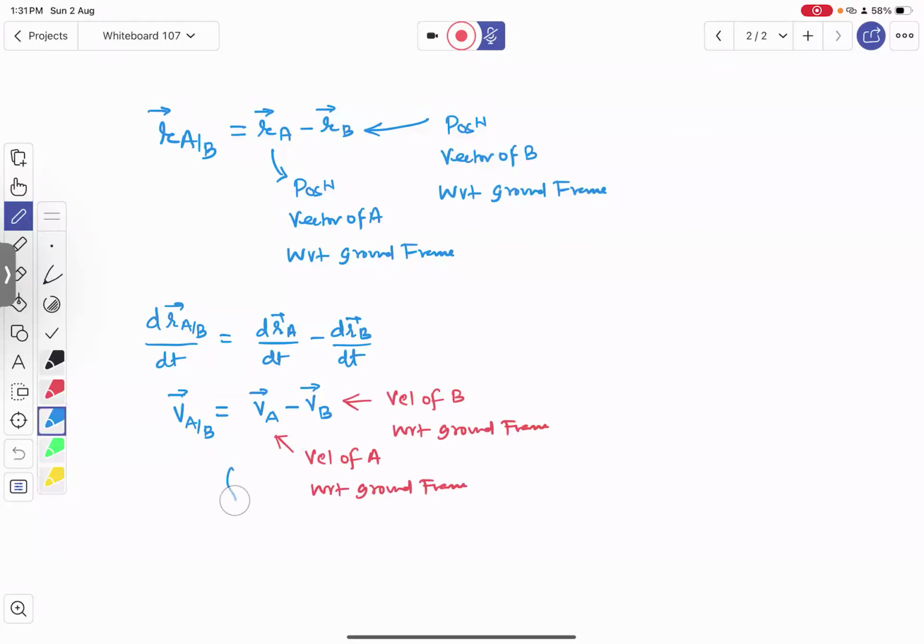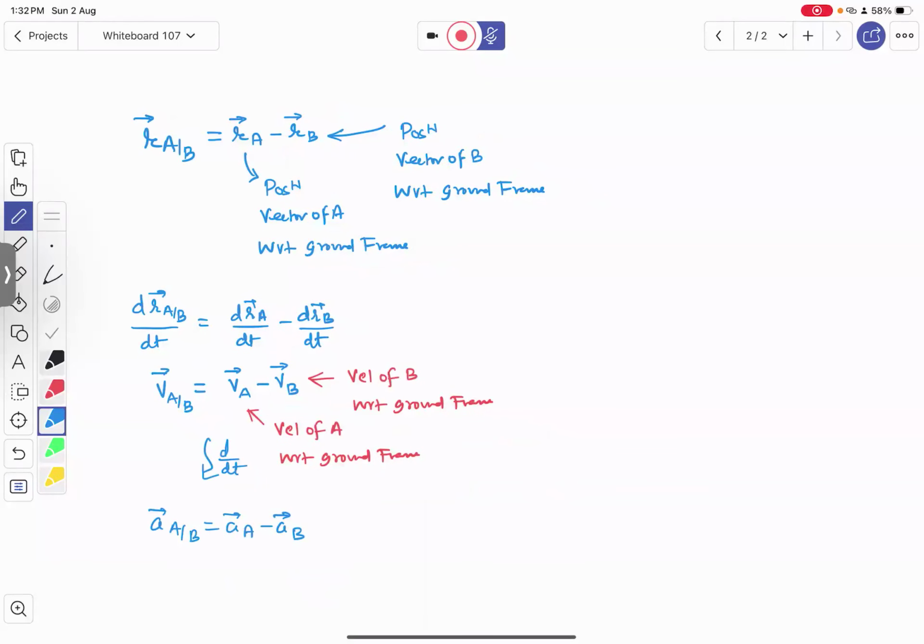Now again, if I perform differentiation on either side, what I get is accelerations. So acceleration of A with respect to B will be acceleration of A minus acceleration of B. Now again, same like earlier, the velocity of A with respect to B is going to be negative of velocity of B with respect to A, and the magnitude of these two vectors will be equal. Same way, acceleration of A with respect to B is going to be negative of acceleration of B with respect to A, and the magnitude of these two vectors will be equal.